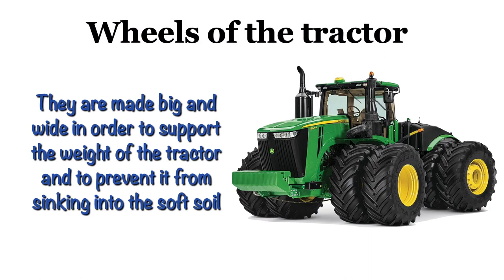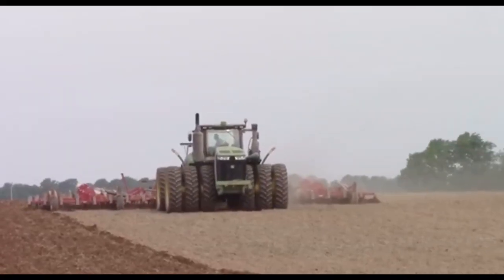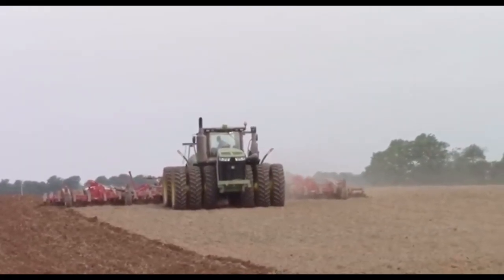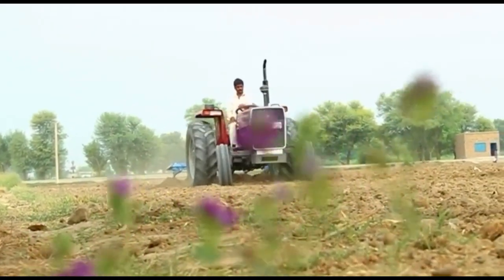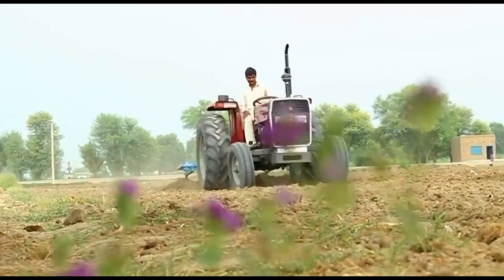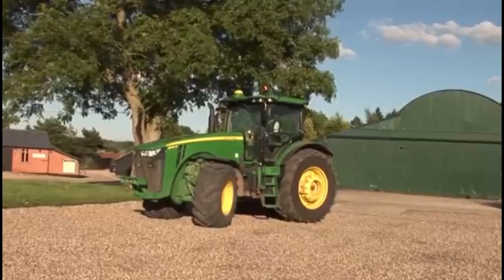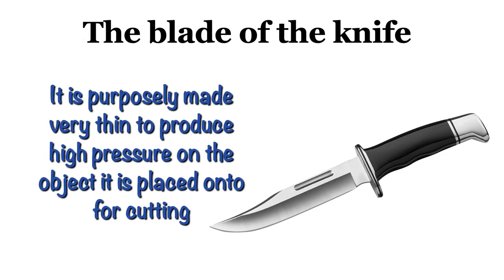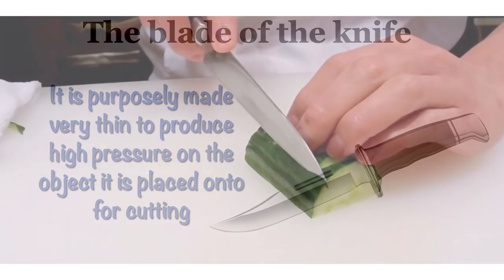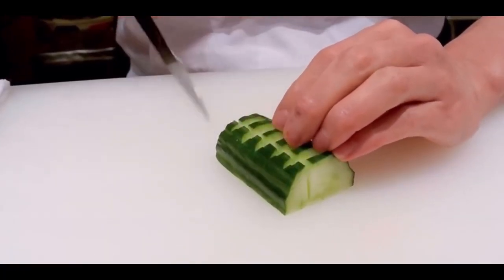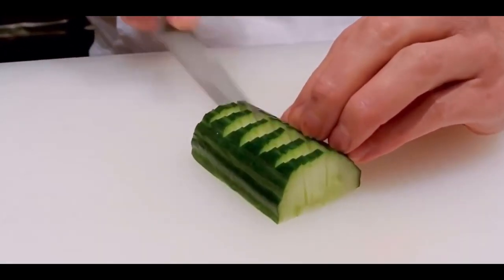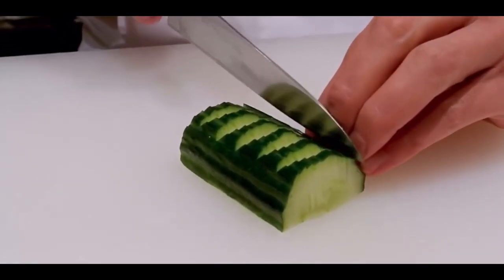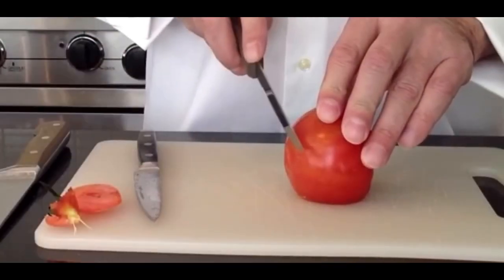Next is the broad size of tractor wheels. They are made big and wide in order to support the weight of the tractor and prevent it from sinking into the ground. Next in the list is the sharp edge of a knife. It is purposely made very thin to produce high pressure on the objects to be cut. So you don't need to use a lot of effort when you are cutting or slicing.